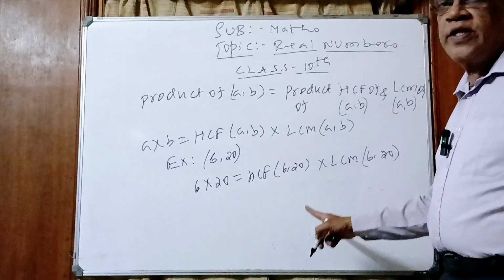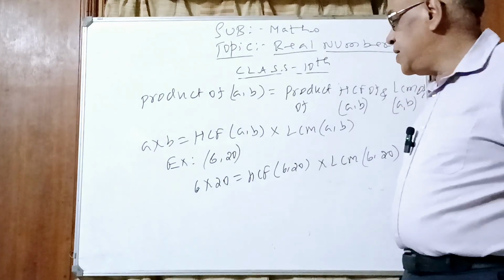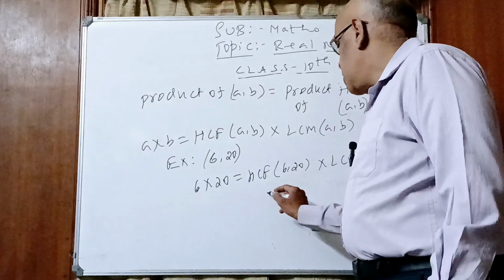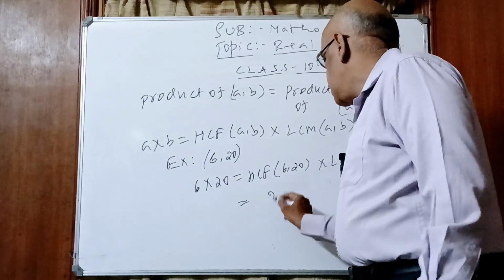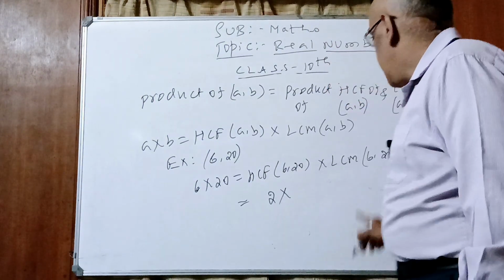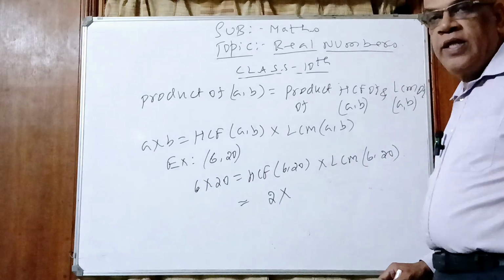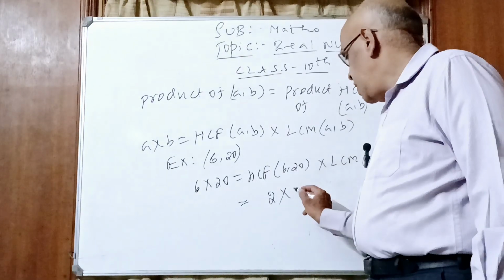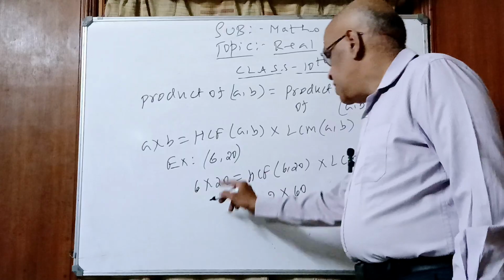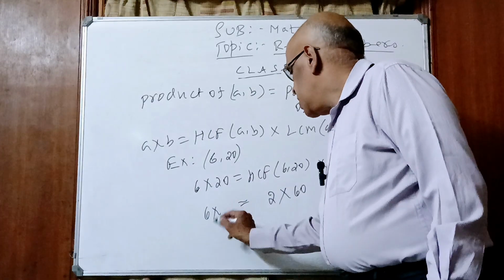What is the HCF of 6 comma 20, children? It was 2. What is the LCM of 6 comma 20? It was 60. The same thing we got here. 20.